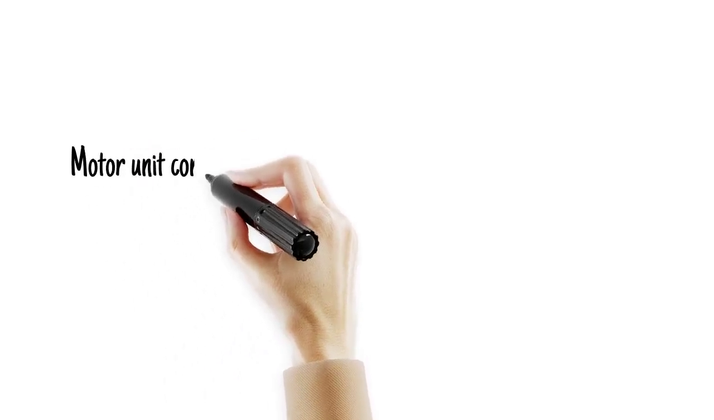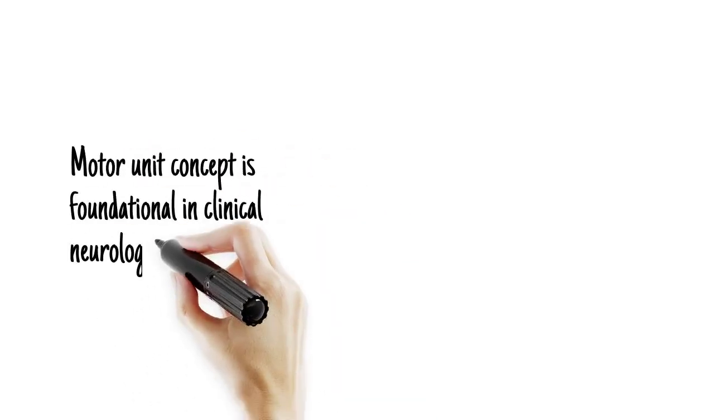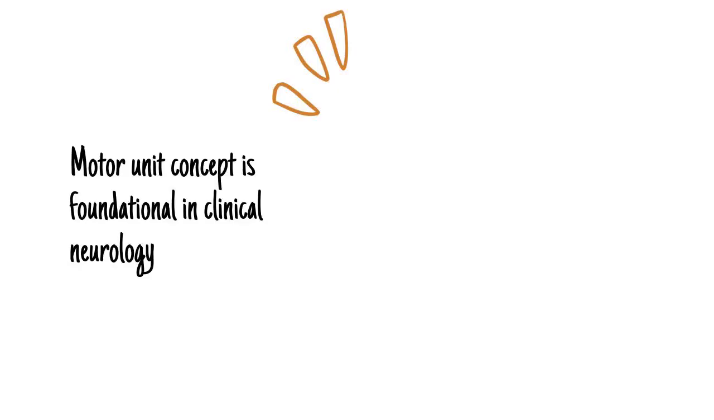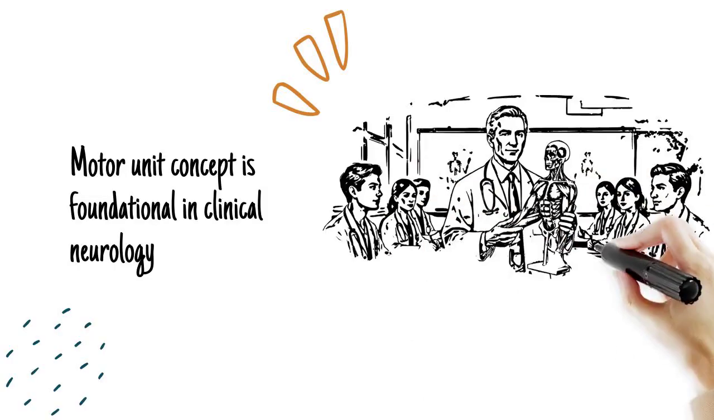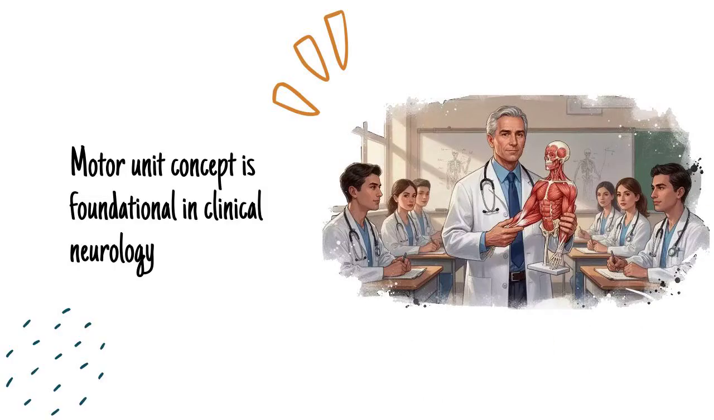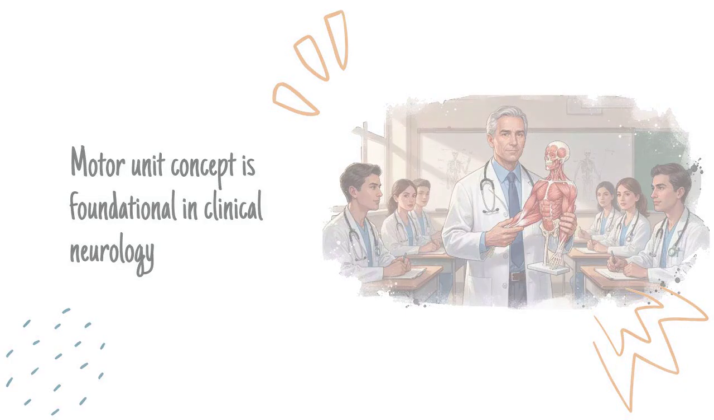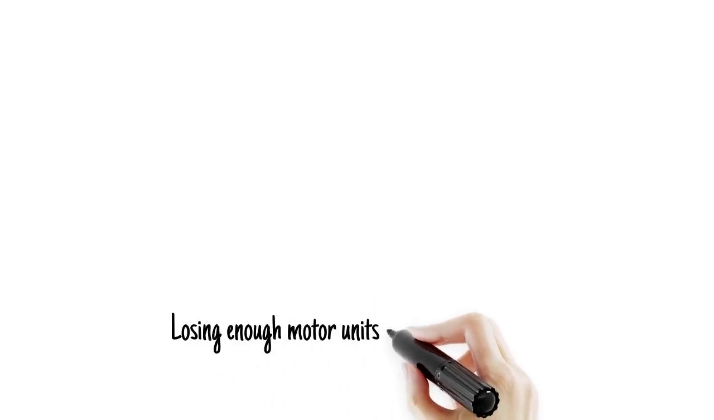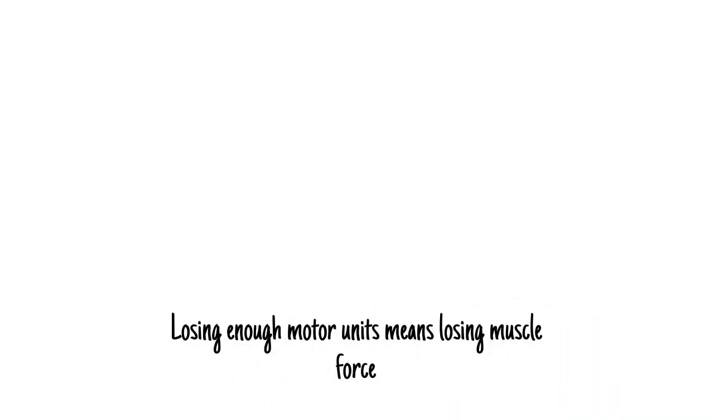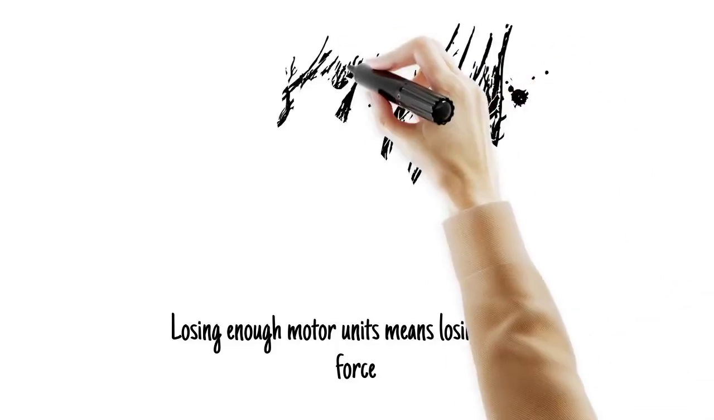The concept of the motor unit is foundational to clinical neurology. When a motor neuron is lost, all the muscle fibers belonging to it lose their nerve supply simultaneously. When multiple motor units are lost, weakness becomes clinically detectable. When enough motor units are lost or denervated, the muscle can no longer generate meaningful force at all.